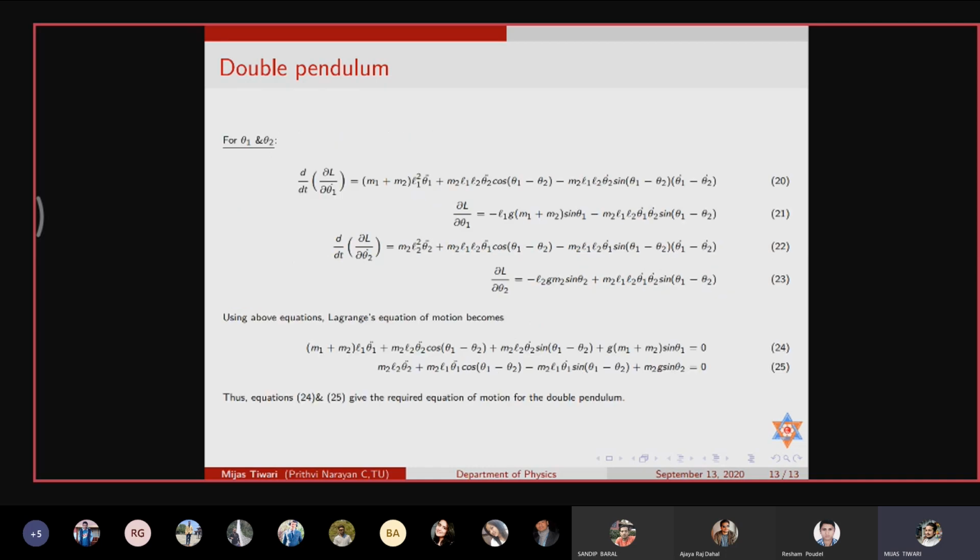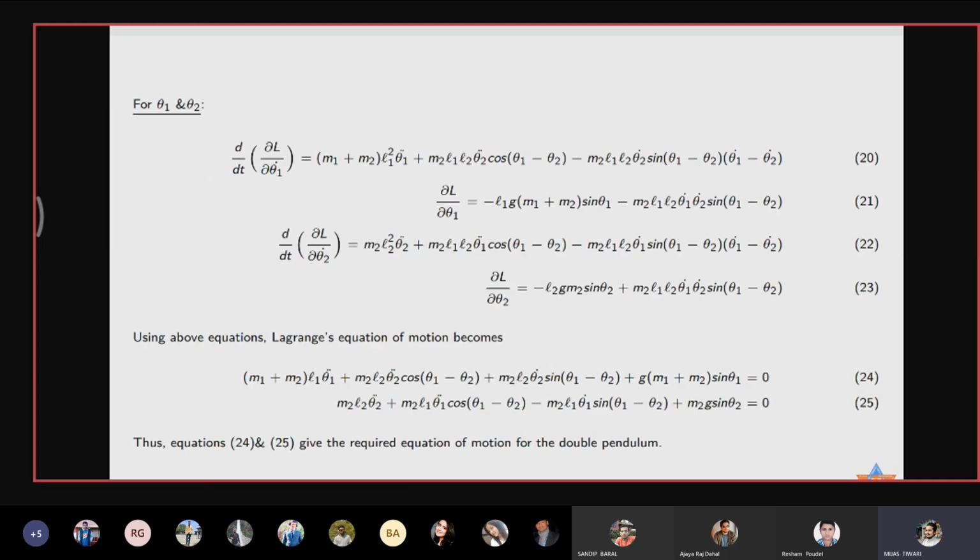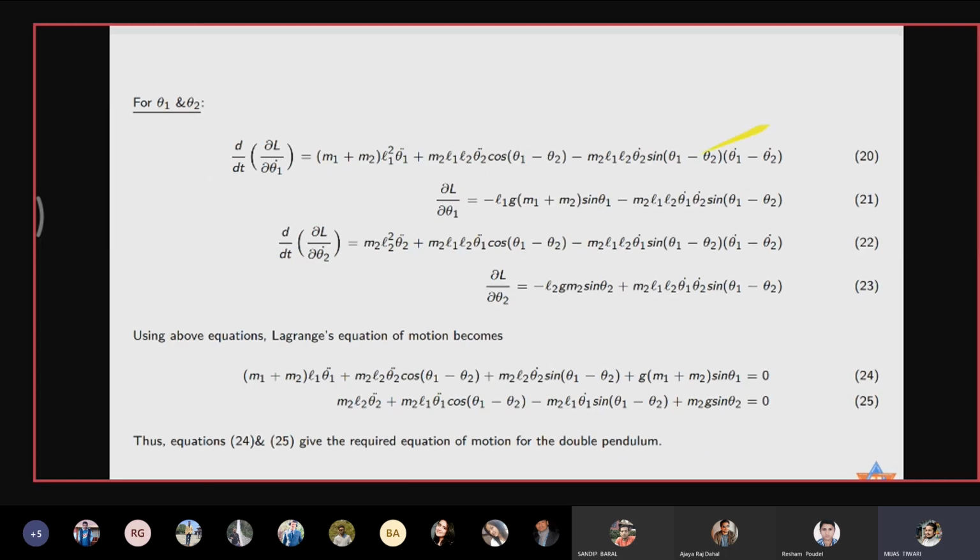And for theta 1 and theta 2, d by dt of del L by del theta dot 1, and we have equation number 20, del L by del theta 1, which is equation number 21, and similarly for theta 2, d by dt of del L by del theta dot 2, equation number 22, and equation number 23. Now we substitute these values in the Lagrange's equation which we stated earlier, and we have equation numbers 24 and 25. Equations 24 and 25 represent the actual equation of motion of the double pendulum.